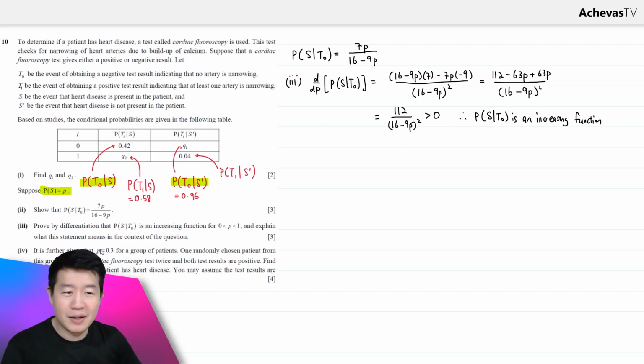And can you explain this statement in the context of this question? I mean, this is a little bit awkward, but it is literally just regurgitating your pure math. From the perspective of pure math, when p increases, we see that the probability of S given T0 increases. So I just need to talk about this by replacing the notation with words. You usually score the marks for this kind of question.